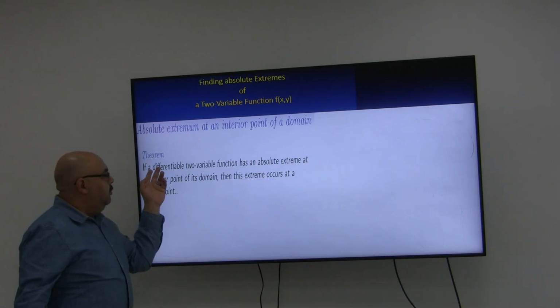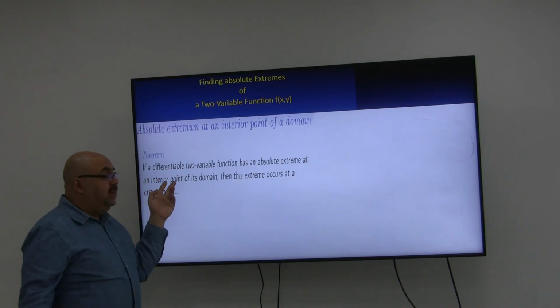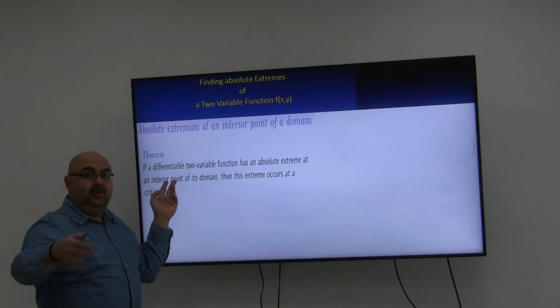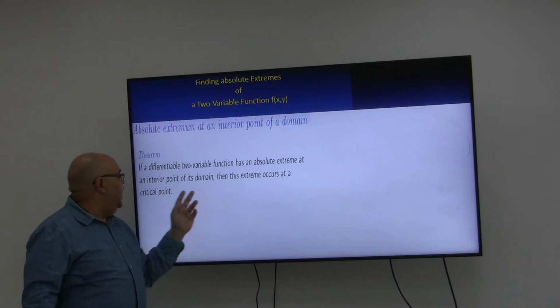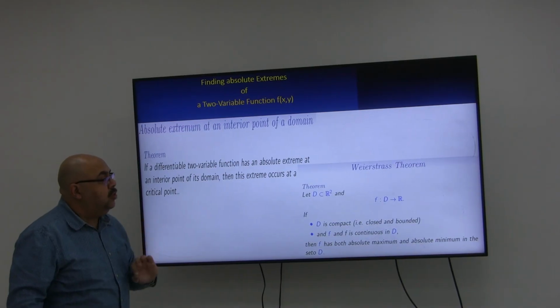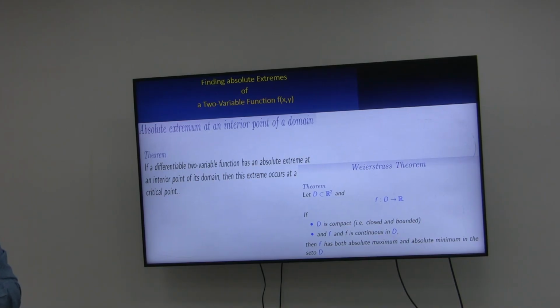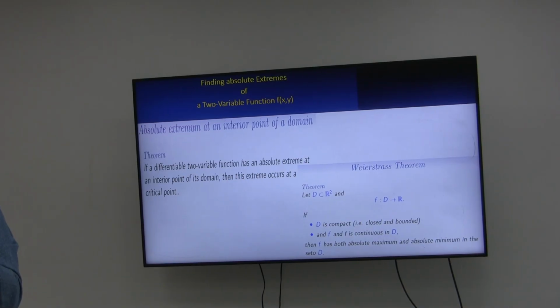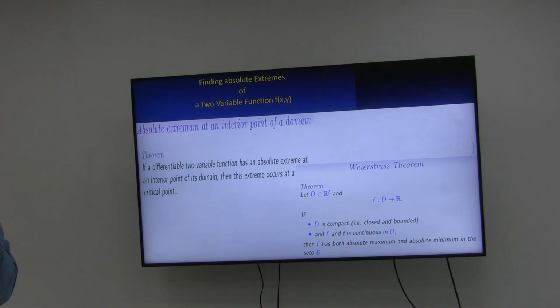So if a differentiable two-variable function has an absolute extrema at an interior point, it will be one of your global points. Okay? So if the domain is open, then the extrema occurs at a critical point. If it is closed, Weierstrass theory states the following: if you have a function that's differentiable and continuous on a closed domain, then it must have an absolute maximum value and an absolute minimum value. This is what Weierstrass theory tells us.